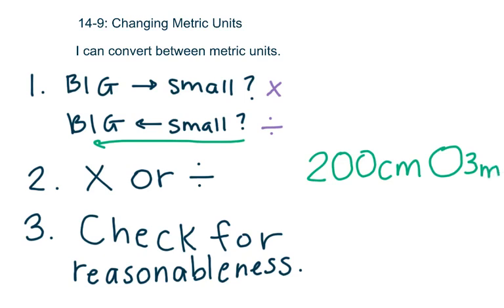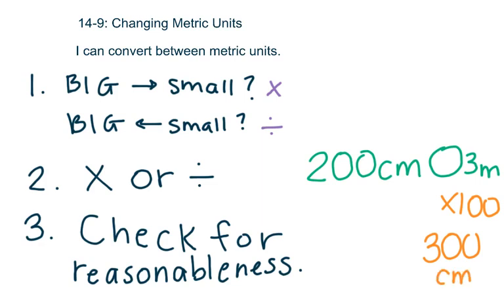I could change centimeters into meters, or I could change meters into centimeters. I typically think that multiplying is easier, so I always like to take the bigger unit and change it into the smaller unit. So in this case, I'm going to change 3 meters into centimeters. So let's think about how many centimeters are in 1 meter. Well, I know there are 100, so I'm going to multiply 3 meters times 100 and find that 3 meters is the same as 300 centimeters. So, although they're somewhat close, 200 centimeters is less than 3 meters.